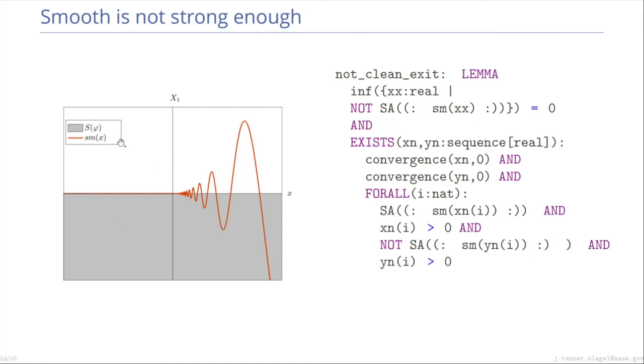In this example, take Sm from earlier. Remember Sm? I said it would come back, and it has. The semi-algebraic set is denoted by this half plane, and Sm is in the semi-algebraic set all the way up to the origin right here. Now the issue is right here, this is the infimum of all the points where Sm of x is outside of S, the semi-algebraic set.